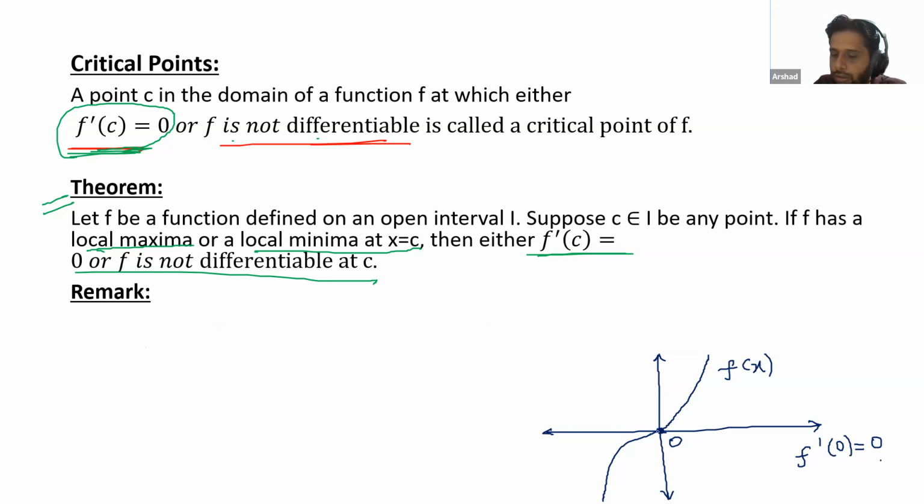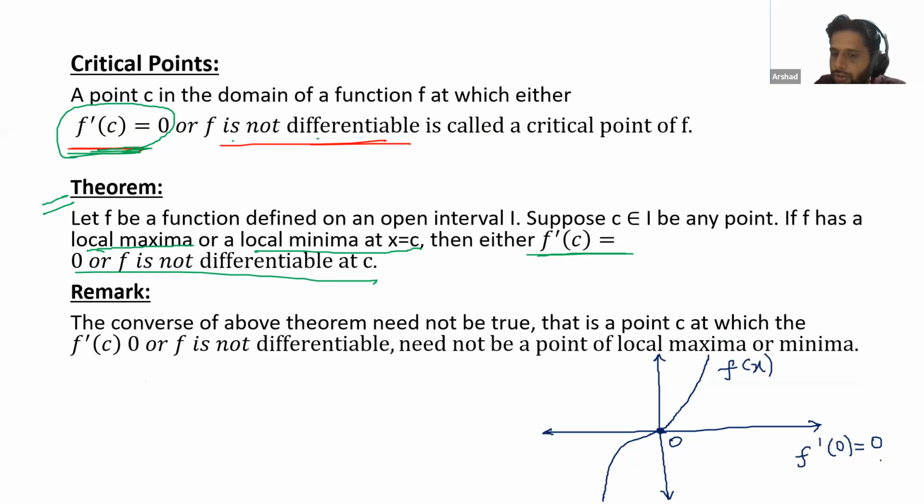Check here. If you compare with the right side, then at this point the value is less than the neighboring point. But if you compare with the left side, then at this point the value is greater than the neighboring point. So this point is not a point of local maxima. This point is not a point of local minima. This point is called the point of inflection.